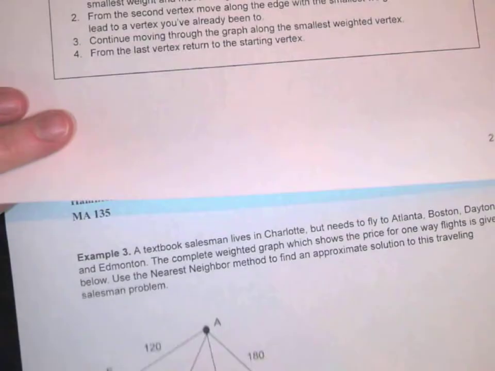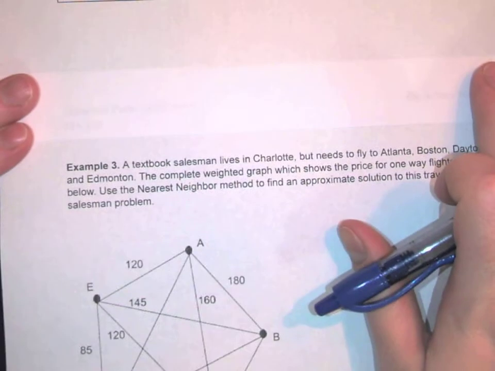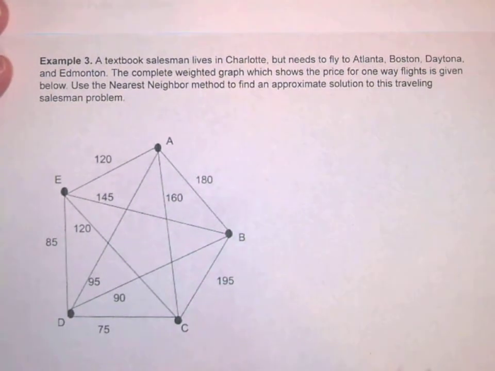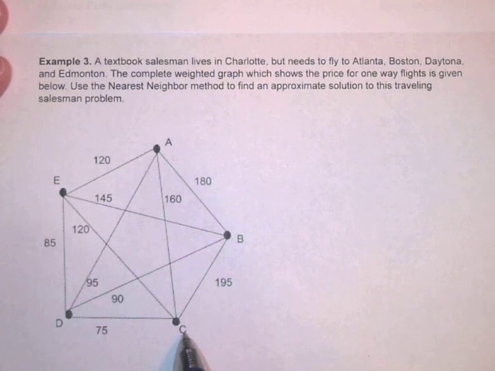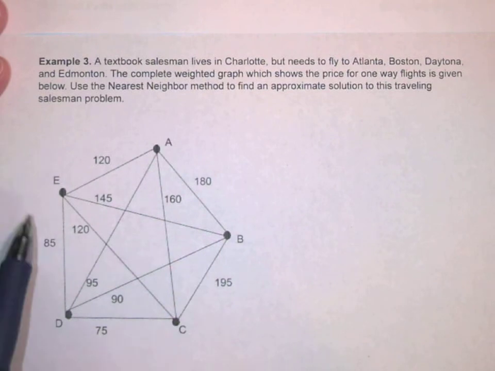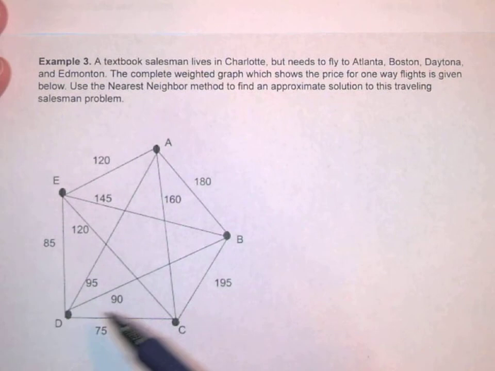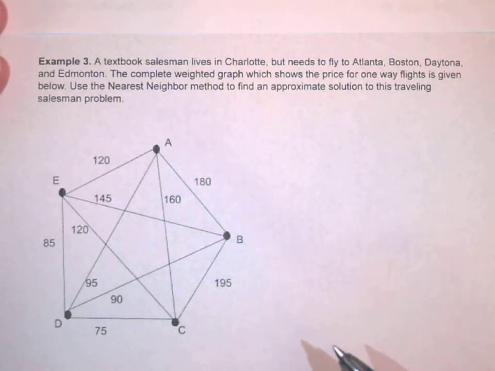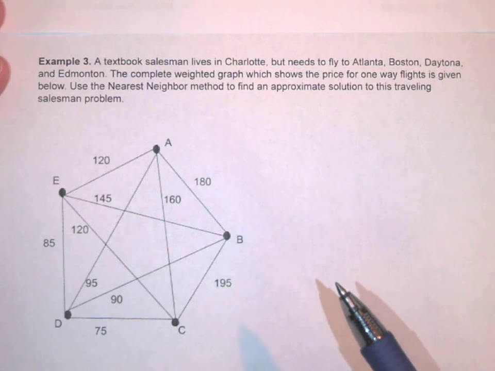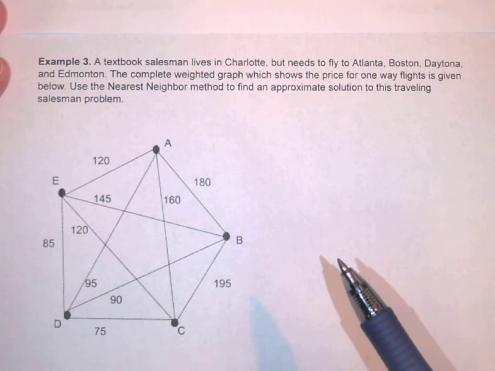Let's do an example with that. So let's say a textbook salesman lives in Charlotte, so C for Charlotte, but they need to fly to Atlanta, Boston, Daytona, and Edmonton to sell their textbooks. The complete weighted graph, which shows the price for one-way flights, is given in this graph here. We're going to use the nearest neighbor method to find an approximate solution to the traveling salesman problem.